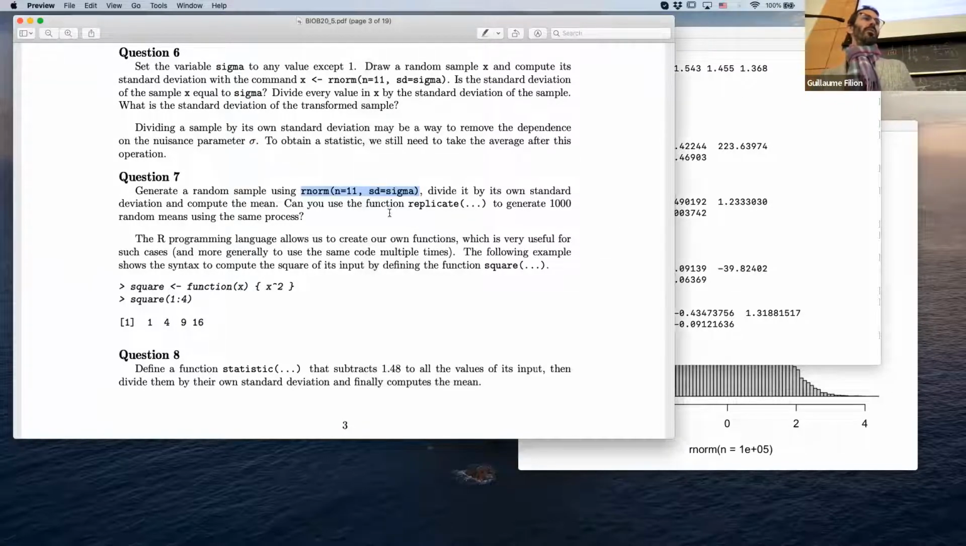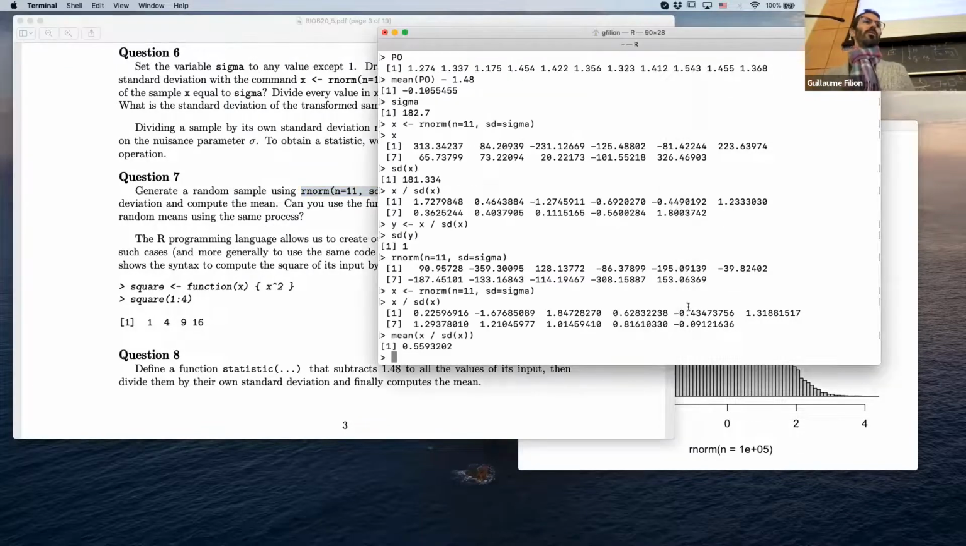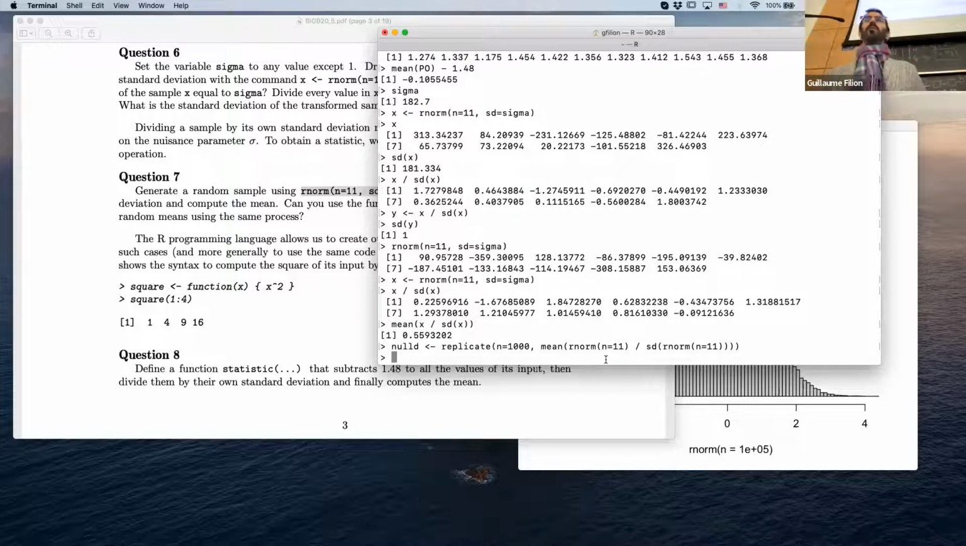Or are we? Can you use the function replicate to generate 1,000 random means using the same process? It should be a piece of cake. So we would call, for example, null distribution. And we use, of course, replicate as usual, n equals 1,000. And what I'm going to do is put mean here divided by the standard deviation. And for x, I want 11 random numbers from the Gaussian distribution. I can run this, it runs, it's okay. But this is not the correct answer.